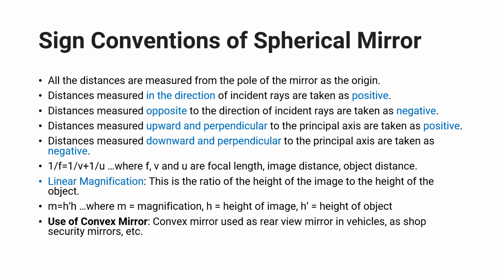Linear magnification. This is the ratio of the height of the image to the height of the object. m = h'/h, where m is magnification, h' is the height of the image and h is the height of the object. Use of convex mirror. Convex mirrors are used as rear view mirrors in vehicles, as shop security mirrors, etc.